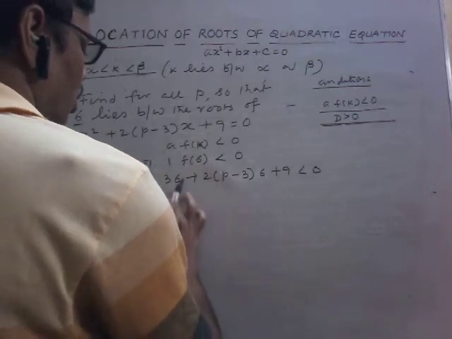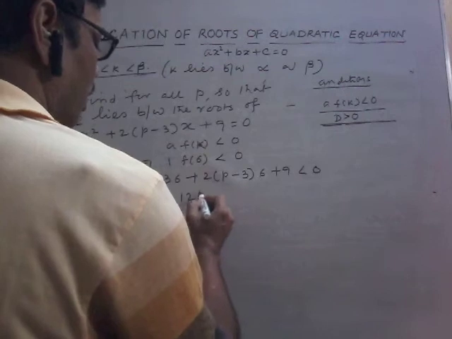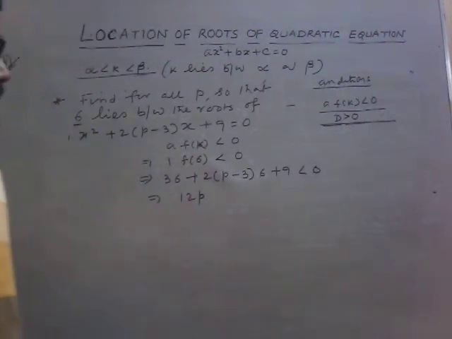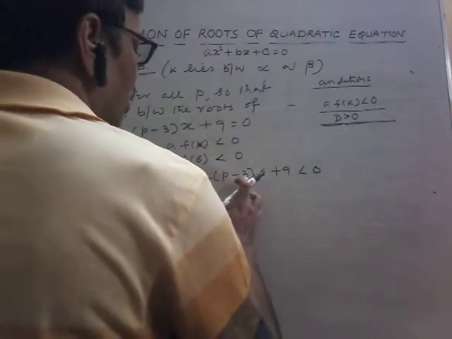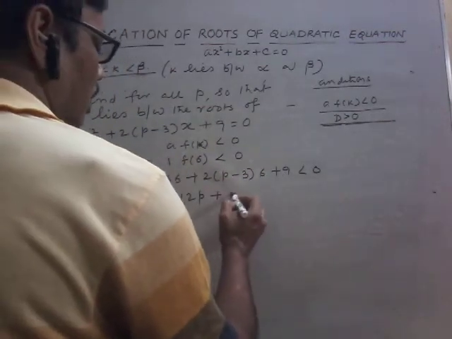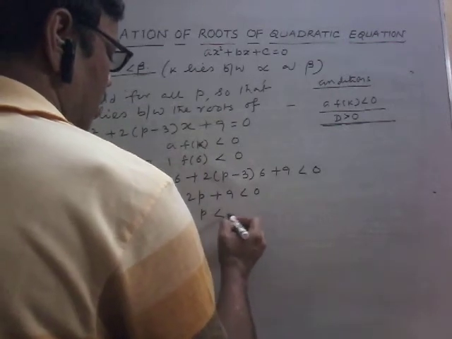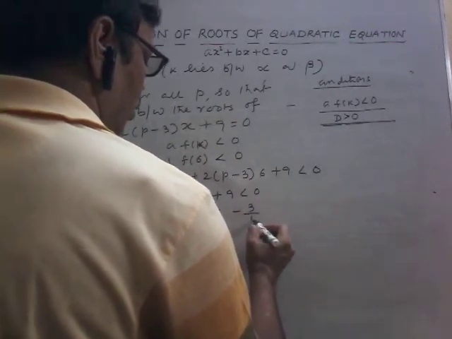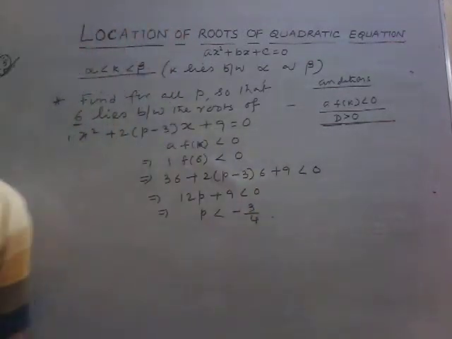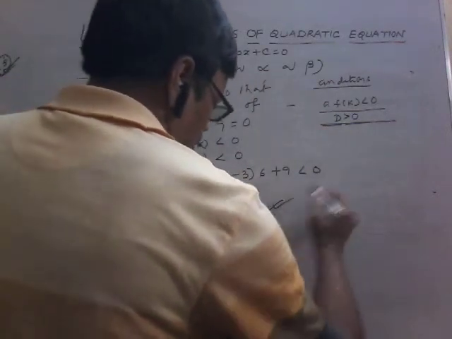So 12p, so 18 into 2, 36 plus 9 less than 0. So p less than minus 3 by 4. We are getting one condition, p less than minus 3 by 4. From this you get the condition.